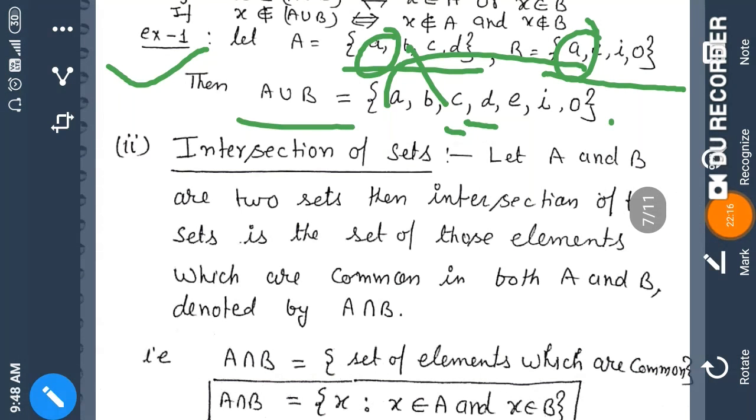Next definition is intersection of sets. Let A and B be two sets, then the intersection of two sets is a set of those elements which are common in both A and B, and the intersection of two sets is denoted by A intersection B. So A intersection B is equal to the set of elements which are common. Mathematically it can be written as A intersection B is equal to {X such that X belongs to A and X belongs to B}. Note this: in intersection we use 'and' and in union we use 'or'.